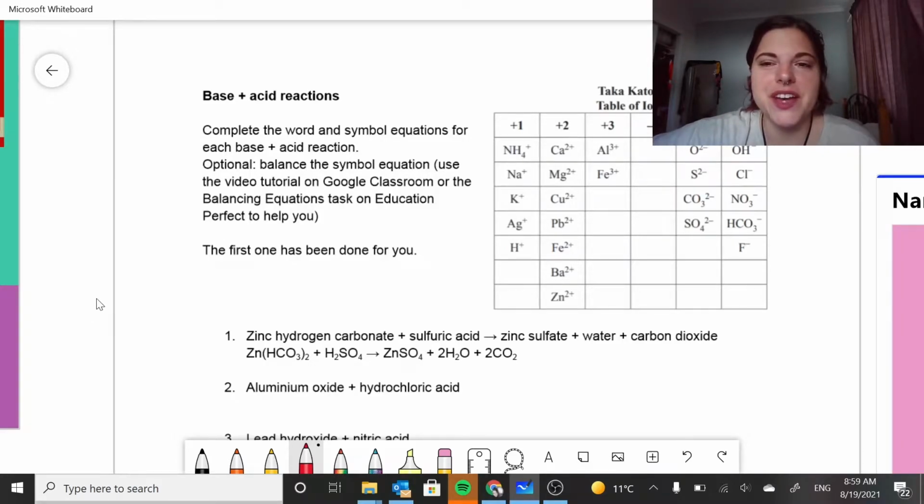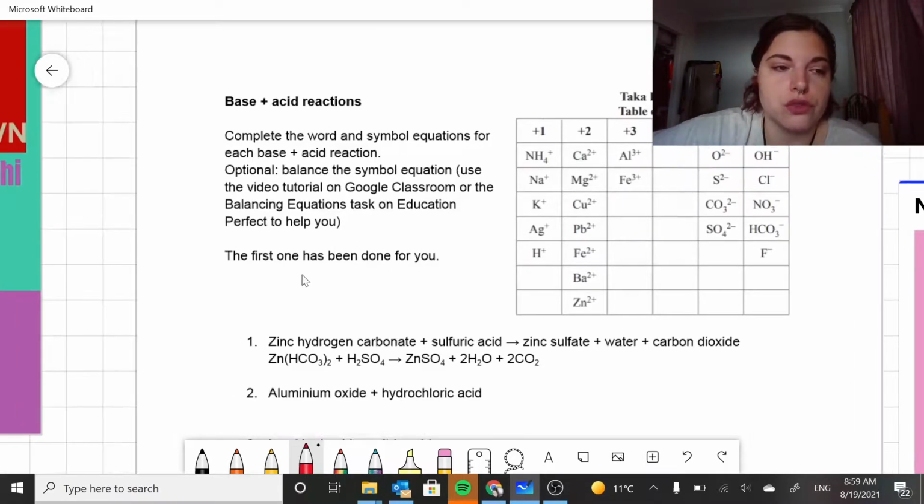Hello, it's Fano. So today we're looking at this bases and acids reactions worksheet. What you needed to do was balance the symbol equations and also balance the word equations. A very common question that I got from students was, how do I know what it's going to turn into? How do I know what the reactants were? And it does involve a little bit of problem solving, but there are some basic rules that we can follow first.